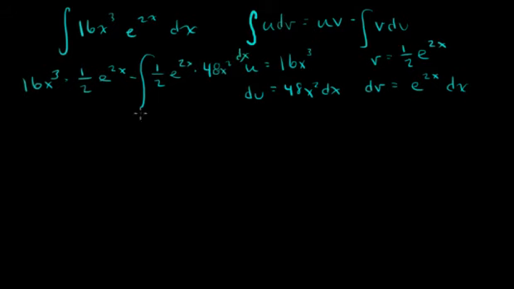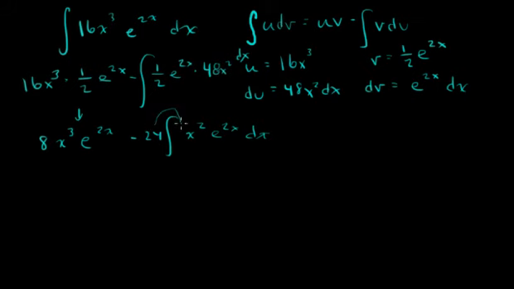I'm getting tight for space, so let's write it down a little bit. 16 divided by 2 is just 8. 8x cubed e to the 2x minus, I'm gonna pull out the 48 and the 1/2 because they're just constants being multiplied. So you have 24, right? And now you have x squared e to the 2x dx.